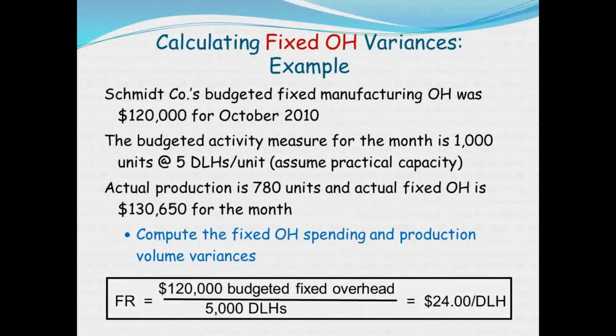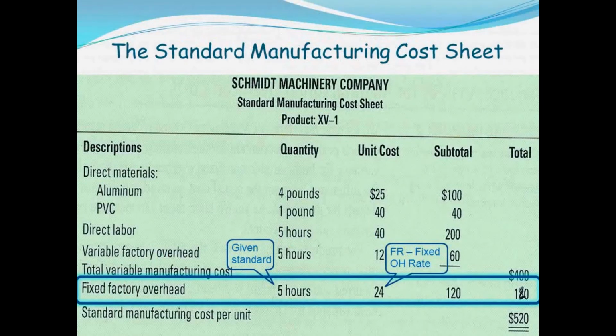That's your standard fixed factory overhead application rate. So it's your fixed overhead application rate. Okay? This is that same chart. This is a given standard. This is that application rate we just calculated, $24 per hour. So you extend them, you get $120.